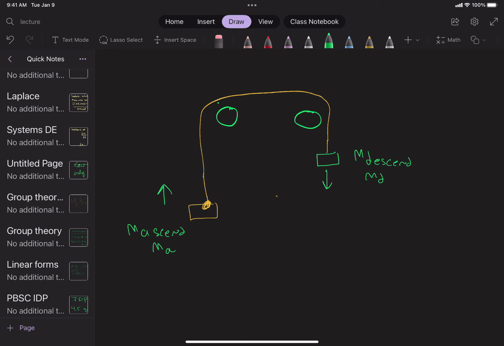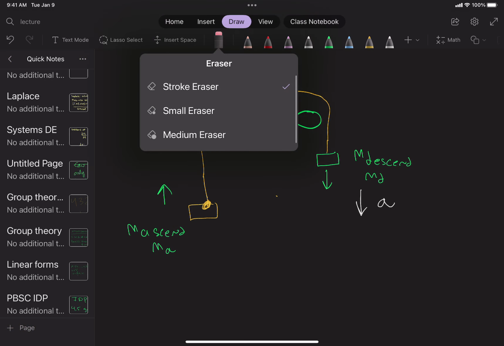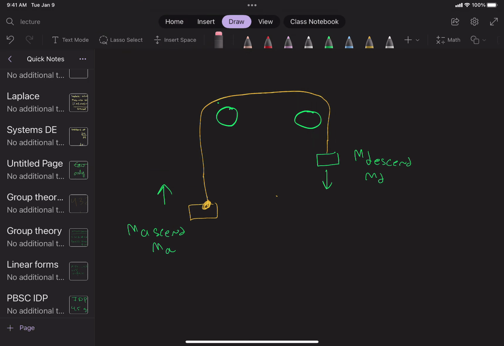The other thing is that because they're tied to a string, this object is going to accelerate downwards with an acceleration a, and this one is going to rise upwards with an acceleration a. Because they're both tied to the same string, they have the same acceleration. The purpose of today's lab is to verify an equation that finds the acceleration of those two masses. So the theoretical equation for the acceleration is this one.